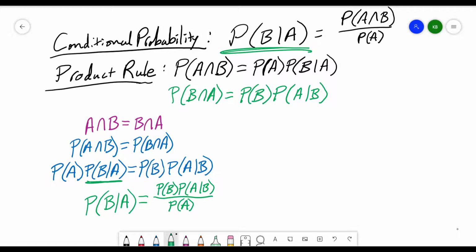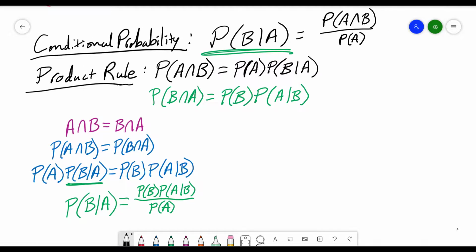So what I've done is I can find one conditional probability. I don't actually have to know the probability of the intersection. I just have to know all the pieces to be able to find it. So I need to know the probability of A, the probability of B, and the opposite conditional from what I'm looking for. And this is exactly what Bayes' rule is letting us do.